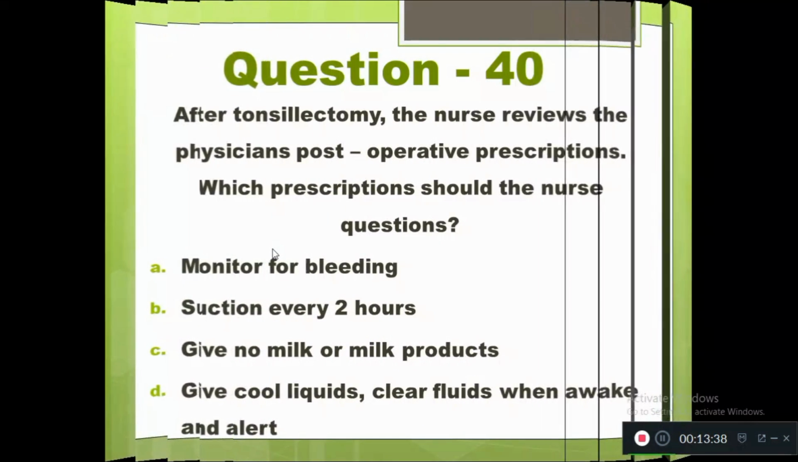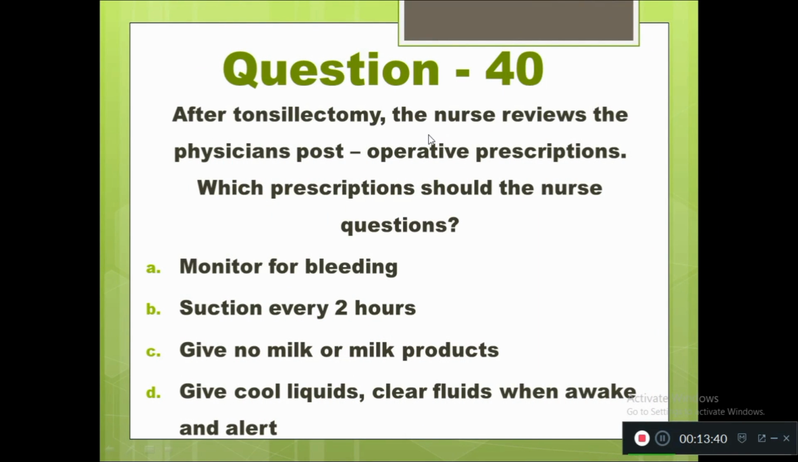Question number 40. After tonsillectomy, the nurse reviews the physician's post-operative prescriptions. Which prescription should the nurse question? Option A, monitor for bleeding. Option B, suction every 2 hours. Option C is give no milk or milk products. Option D, give cool clear liquids when awake and alert.